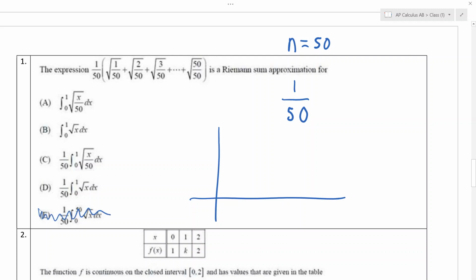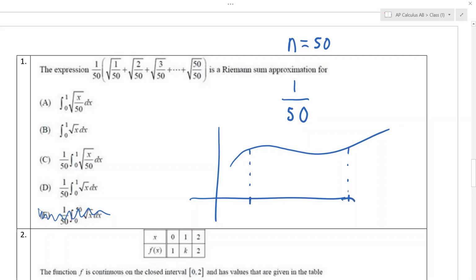Okay? Good. Now, you see in C and D, they put this 1 over 50 in there to confuse you. All right? That 1 over 50 is not part of the integral. It's the width of it. So here's what we've got right here. And you can draw this function. It doesn't really matter. We're going from somewhere to somewhere.